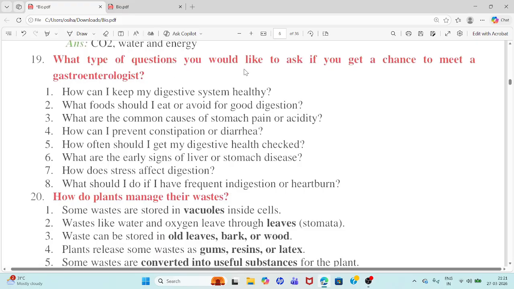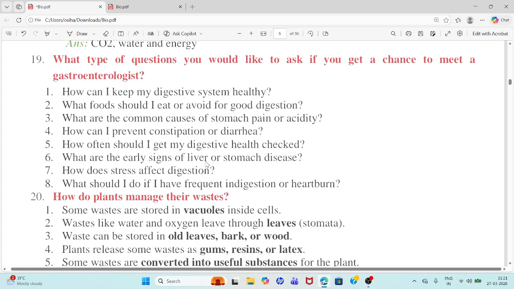What type of questions would you like to ask if you get a chance to meet a gastroenterologist? Okay, gastroenterologist. First question: how can I keep my digestive system healthy? What foods should I eat or avoid for good digestion? What are the common causes of stomach pain or acidity? How can I prevent constipation or diarrhea? How often should I get my digestive health checked?